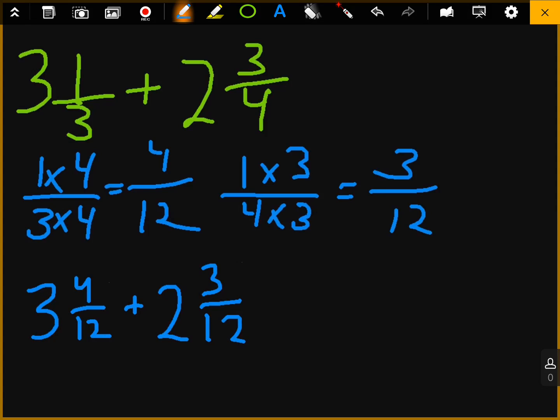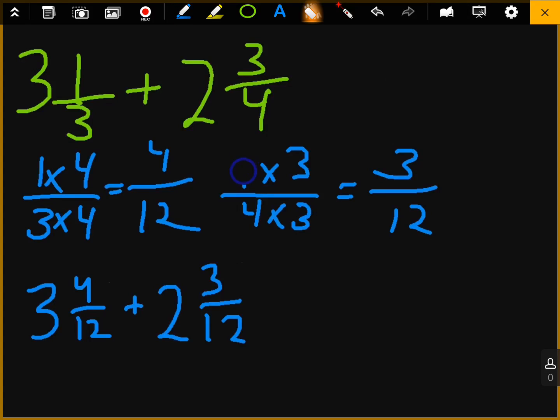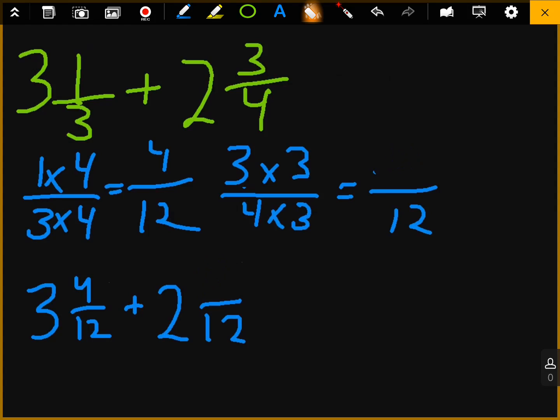Oh, I'm so sorry. I made a mistake here. This should not be a 1. That should be a 3. Okay, that's my mistake. I don't know where I got 1/4 from. It's 2 3/4. Okay, so 3 times 3 is actually 9. So it should be 2 9/12. Okay, my mistake, guys. I totally didn't see that this is not 1/4, it's 3/4.